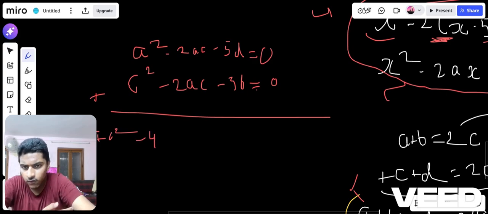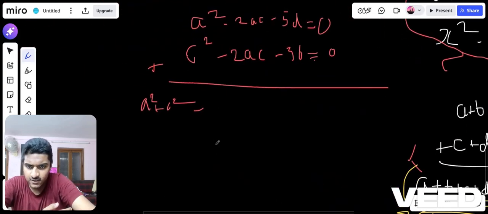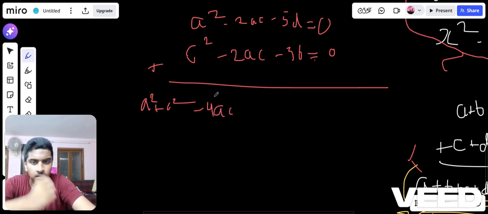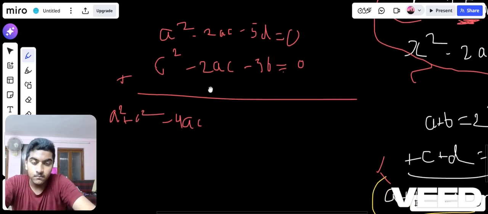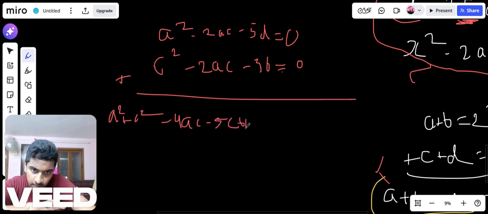So of course we know the value of 4ac. What is the value of 4ac? Or rather, for now let's just write 4ac. Let's not get involved too much into variables. 4ac, right? So that's fine. And what we get here is that, let's say we take minus 5 as common, and of course we are just subtracting. So minus 5 common, so b plus d. We get the value of b plus d.